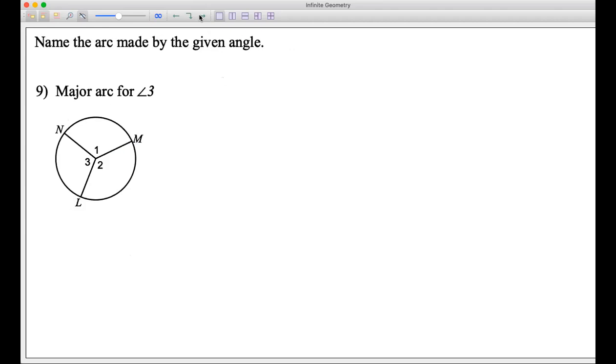All right, number 9. Now, number 9, I didn't make up; this is a computer program that does this. They asked this question a little bit silly, right? I'll try to explain it to you. It says, name the arc made by the given angle. It says name the arc, so it's a name. It's not numbers. It's just NL. So it says name the arc that is made by the given angle, angle 3. You see angle 3? So the answer is literally arc NL.